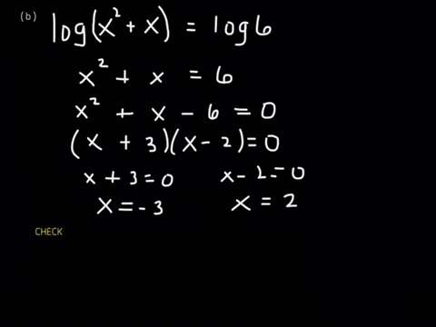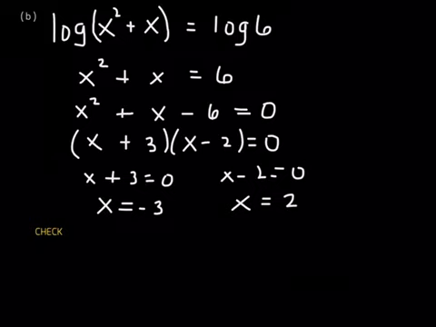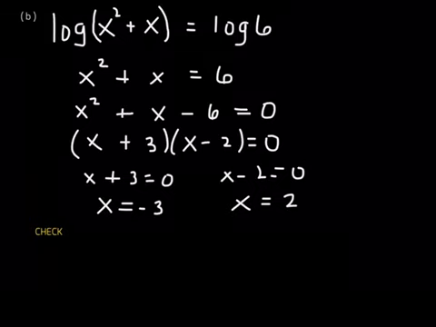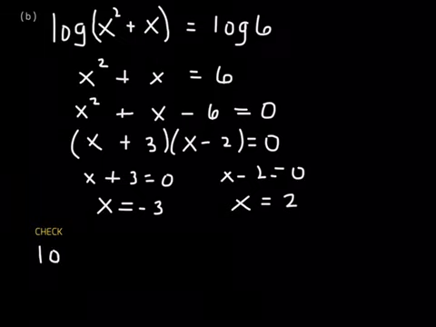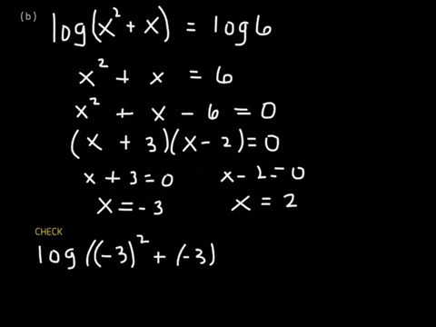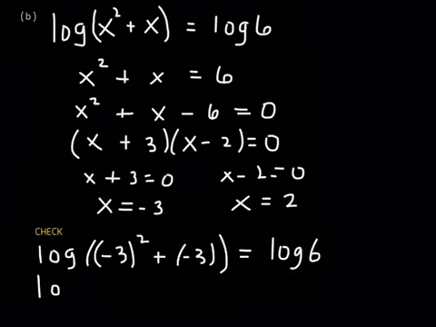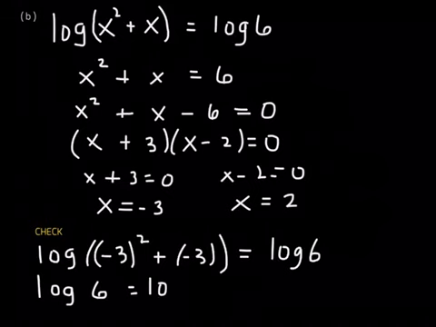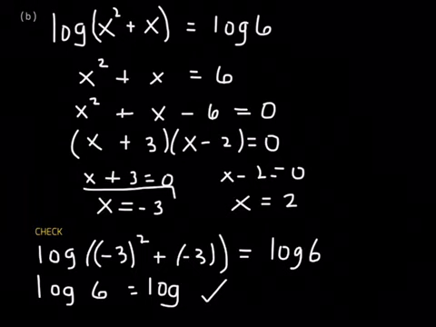We have to check to make sure that when we plug in -3, when we plug in 2, the argument is positive. Let's check -3 first, okay? So log of -3 squared plus -3 is supposedly equal to log of 6. Now we all know that -3 squared is 9, and then 9 plus -3 is 6. So log of 6 is equal to log of 6. All right? So this definitely checks out, right? So x equal to -3 is a solution.